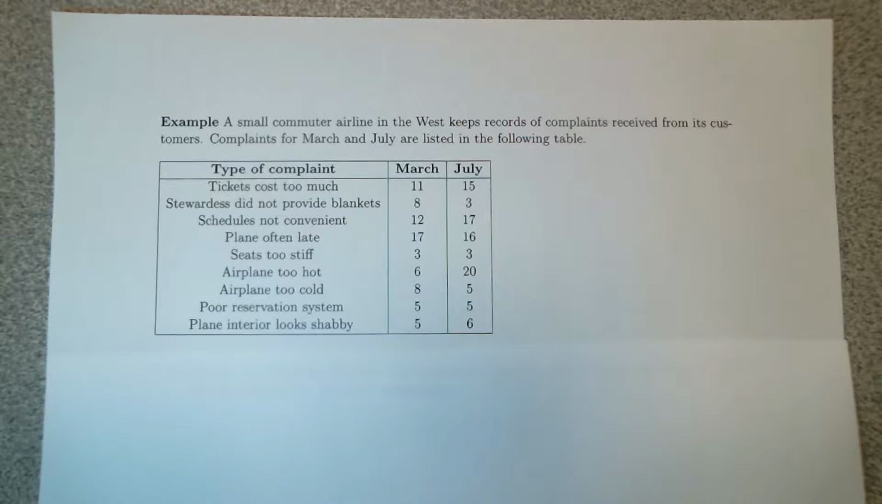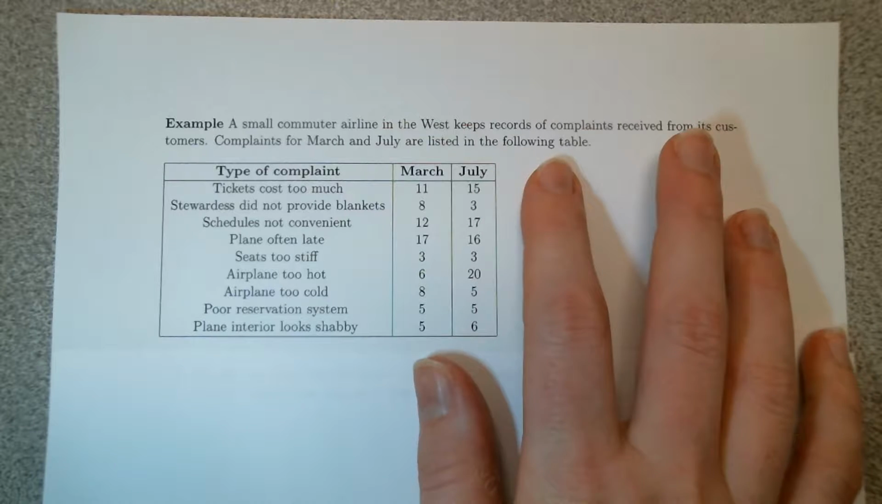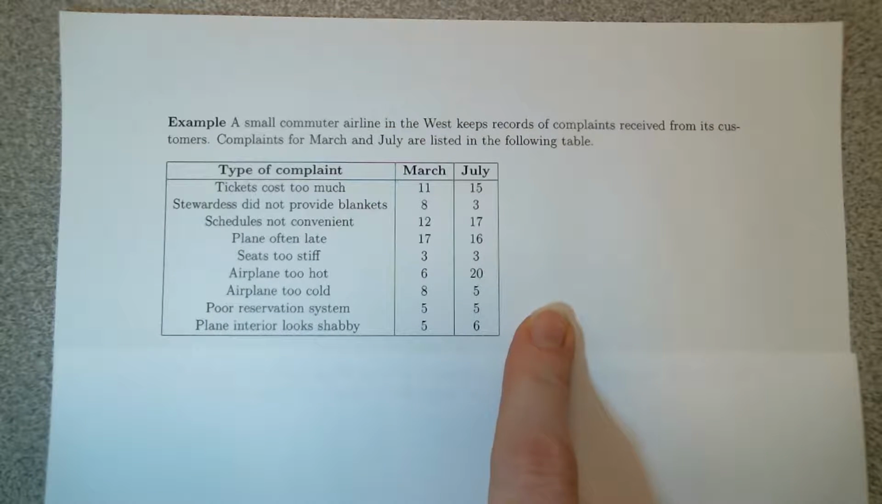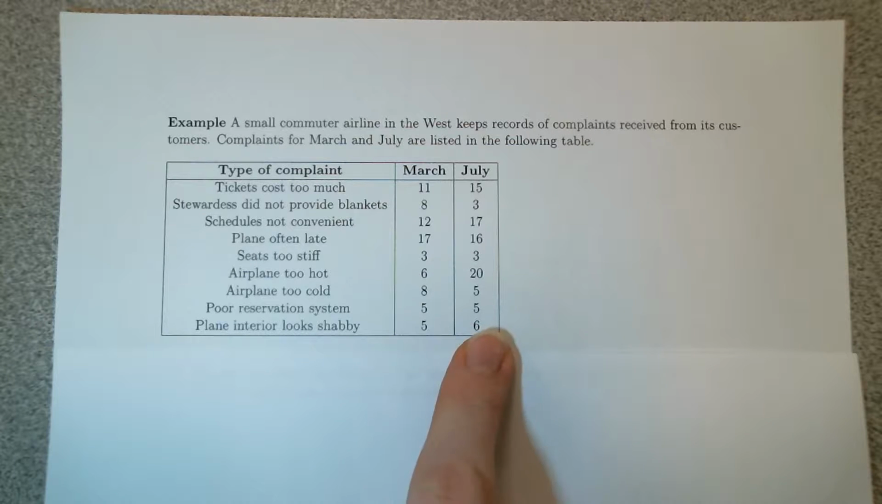In this example, I'm going to show you how to make a qualitative frequency distribution and some important scenarios that we need to consider when we're making a qualitative frequency distribution. So in this example, we're going to look at a small commuter airline in the West. Here we're looking at customer complaints. And these complaints are only for 2 months out of a single year.